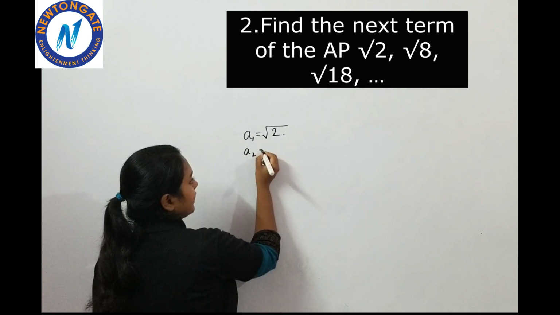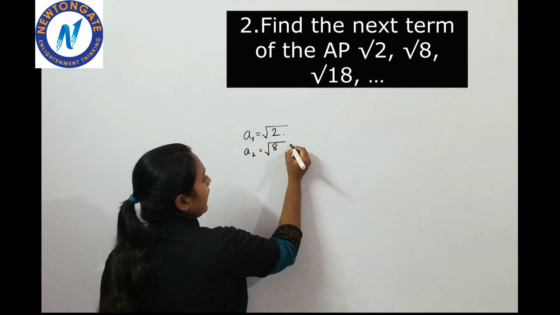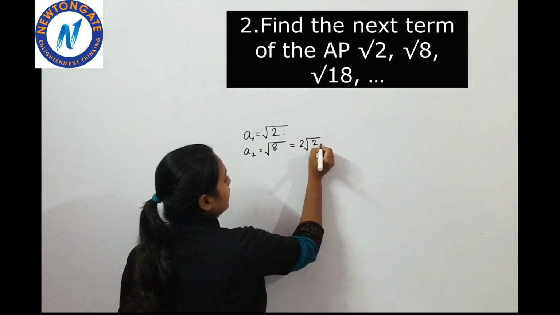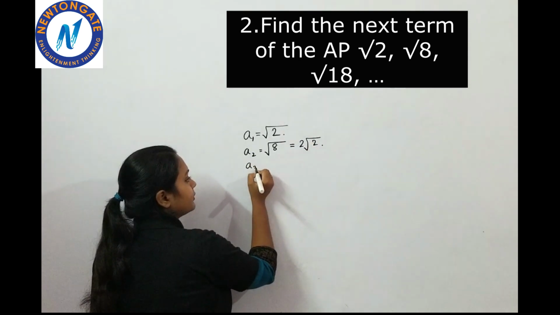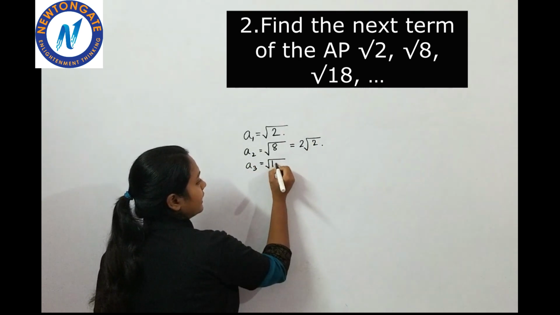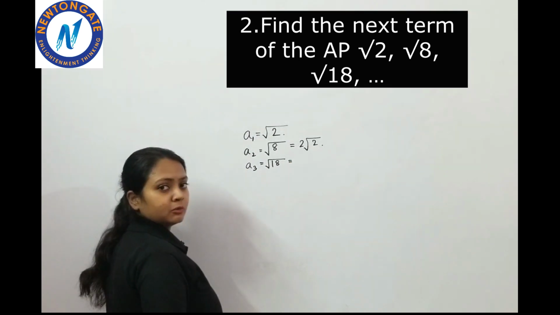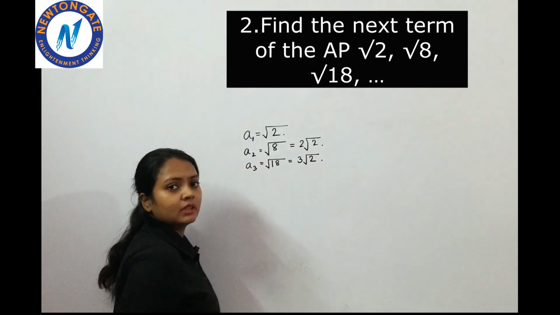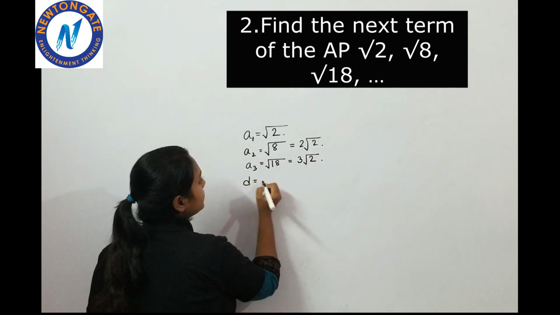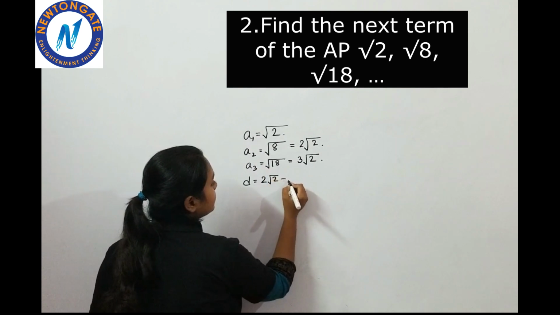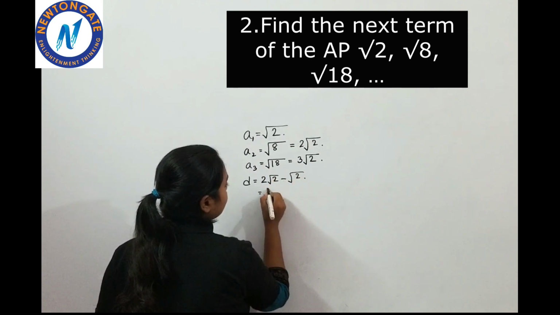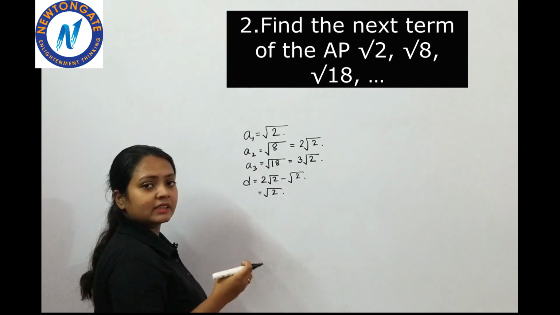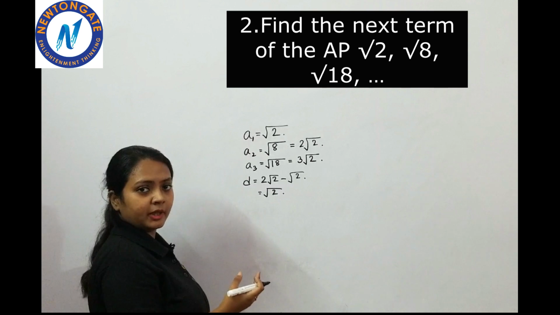this is A1, then A2 is root 8 and we can express root 8 as 2 root 2. And the third term of the AP is root 18 and we express root 18 as 3 root 2, right? Then the common difference is 2 root 2 minus root 2, that is root 2. And in the given problem, we will find the next term. The next term is the fourth term of the AP.